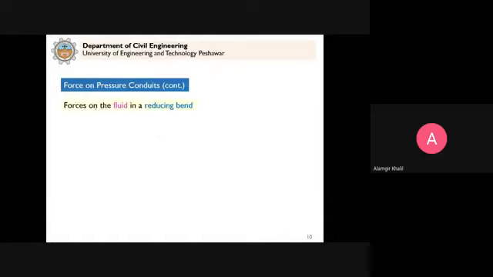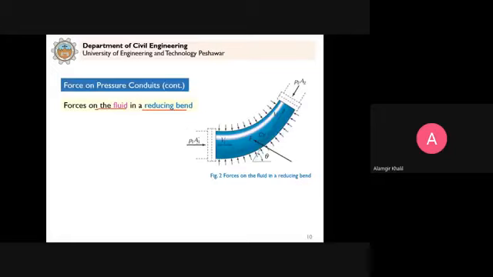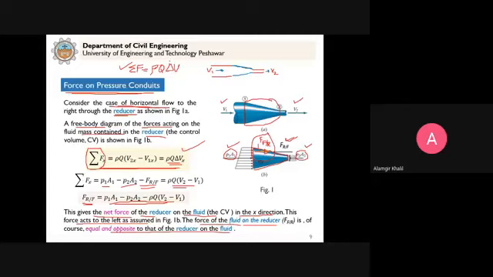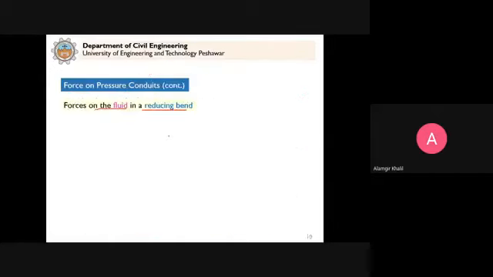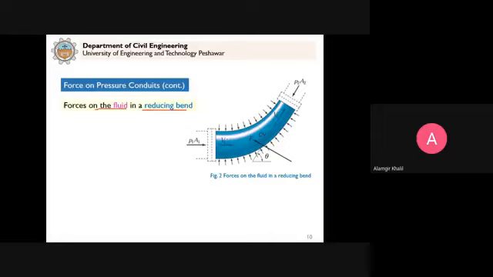Next we consider force on the fluid in a reducing bend. For example, here you can see that we have a pipe on this side connected to a smaller diameter pipe with a reducing bend. You see that the cross-sectional area of the bend is reducing. In the previous case, what was the situation? We saw that whenever there is a change of velocity magnitude, forces are developed. Now in the case of a reducing bend, the velocity is changing in magnitude and direction both.